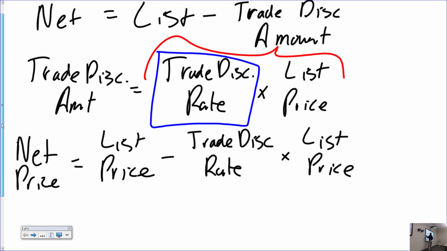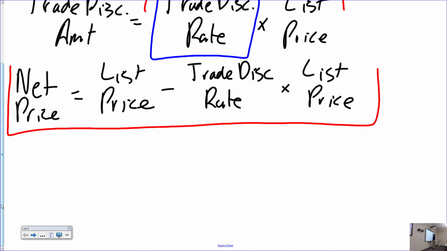So it's net price equals the list price minus, and now put this new mini formula in for that particular parameter, trade discount rate times the list price. And the key is, what does this formula look like? New equals old minus rate times old. What does this represent from chapter 6? Yes, exactly.